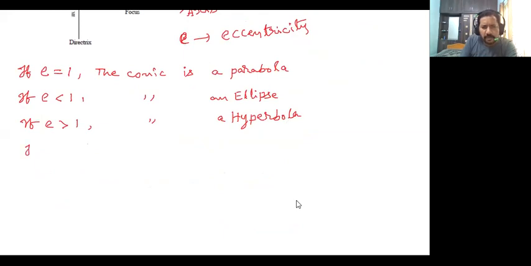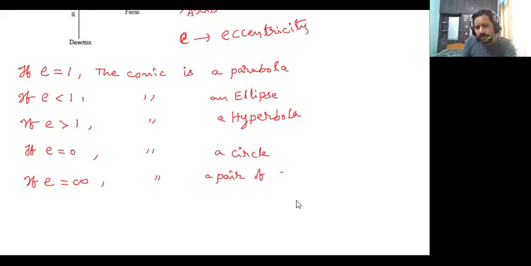If E is equal to 0, the conic is a circle. Eccentricity 0 means we will say the conic section is a circle. If E is equal to infinity, then the conic section is a pair of straight lines. Okay, so these things you already know very well, I think.